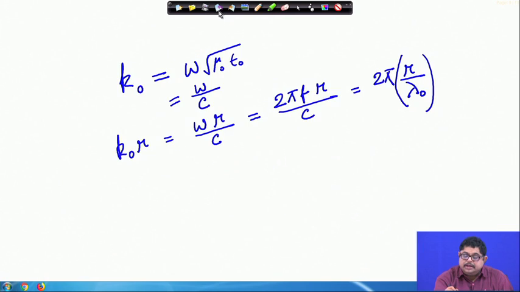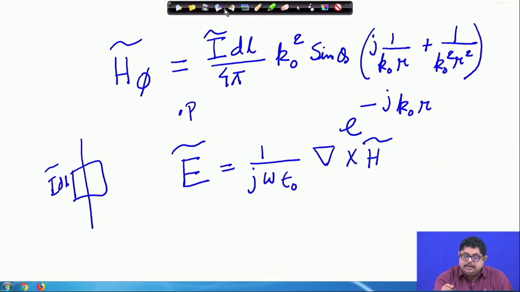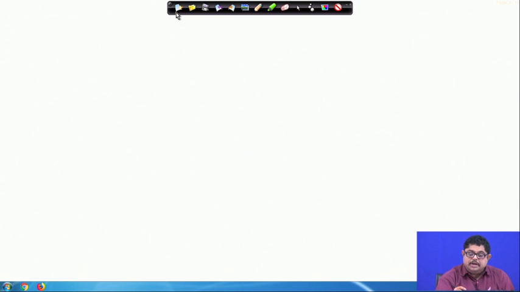Now, what is the distance where this induction field component and this far field component become equal? That means, let us look at the E field expression. So, basically I will have to equate this, the magnitudes will become equal, that means I will have to make 1 by k naught r equal to 1 by k naught r square at that distance of r.